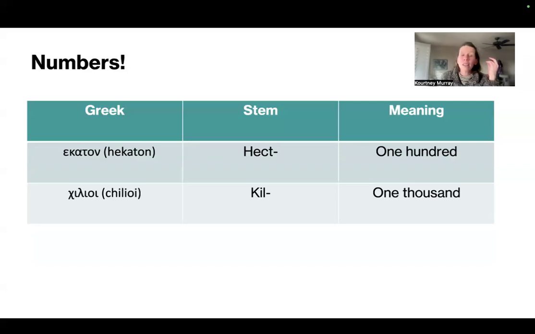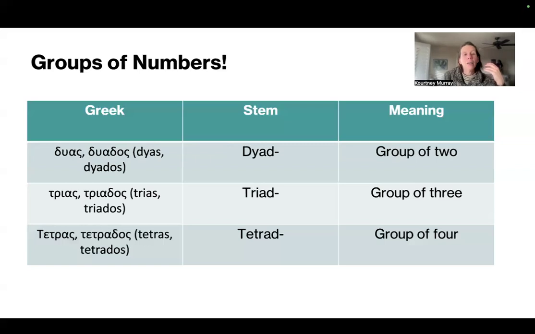And then chilioi, this is the word meaning 1,000. Now this is not a word that was frequently used by ancient or classical Greek authors, but it's really important for us to learn because this is where we get the word kilo. Kilo is coming from the Greek chilioi, meaning 1,000. Oh yeah, okay. So that's like the individual numbers.